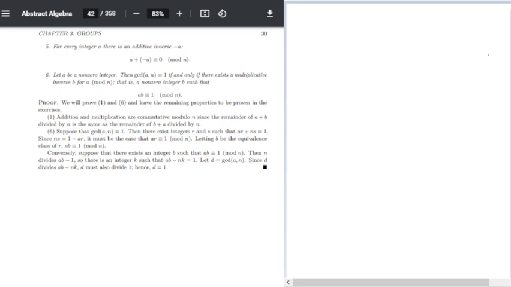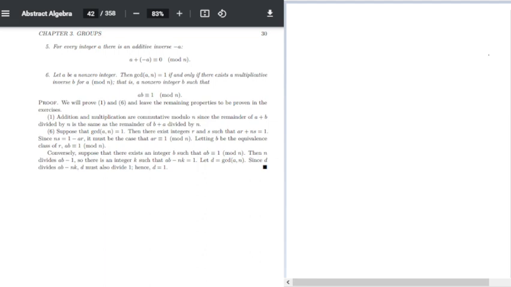1. Addition and multiplication are commutative modulo n, since the remainder of a plus b divided by n is the same as the remainder of b plus a divided by n. This fundamentally comes out of the fact that a plus b is equal to b plus a in regular real number arithmetic. 6. Suppose that the greatest common divisor of a and n equals 1. Then there exist integers r and s, such that ar plus ns is equal to 1. Since ns is equal to 1 minus ar, it must be the case that ar is congruent to 1 mod n. Letting b be the equivalence class of r, ab is congruent to 1 mod n.